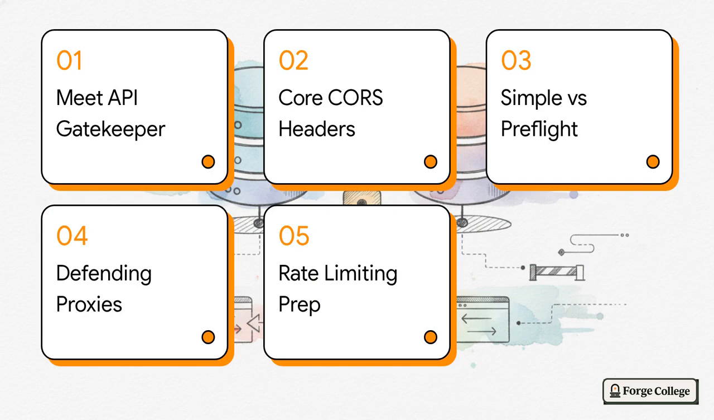We're going to cover: 1. Meet your API gatekeeper, 2. The core CORS headers, 3. Simple versus preflight requests, 4. Defending Solana proxies, and finally, number 5. Preparing for rate limiting. Let's dive right in.